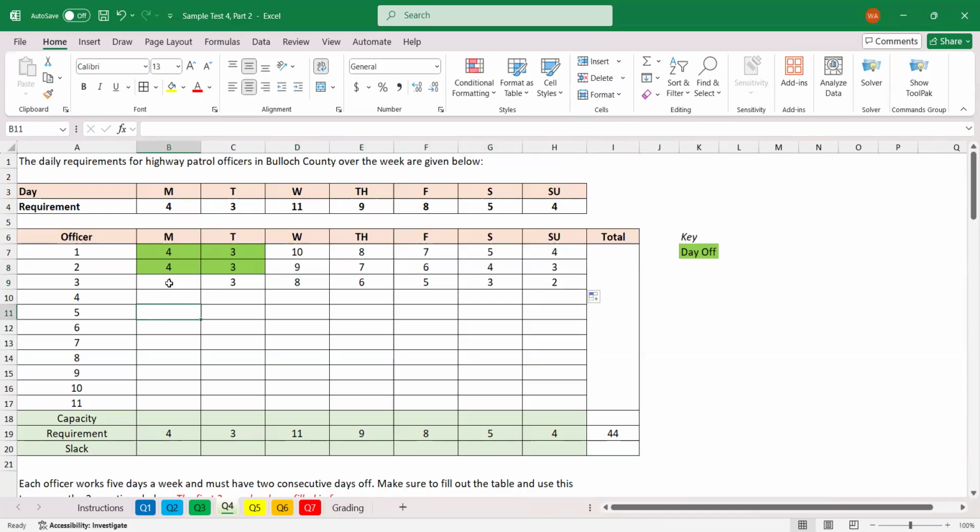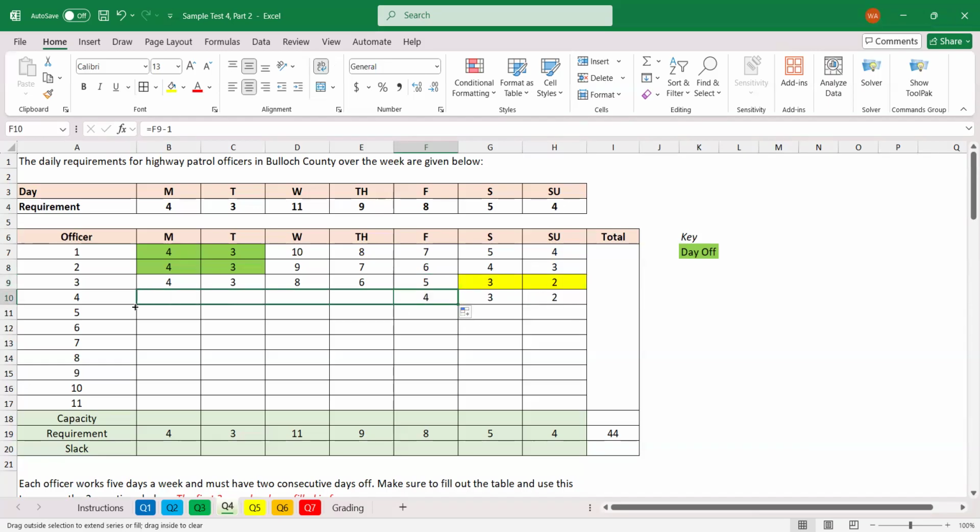Now we can look to see what combination of any 2 days has the lowest requirement of officers. And let's use that to determine when to give officer number 3 the 2 days off. Okay. 4 plus 3 is 7. 3 plus 2 is 5. I think this is the lowest combination we have here. So let's go ahead and give this person Saturday and Sunday off. And if that's the case, then we still need 3 officers here. We still need 2 officers here. Every other day drops down by 1.